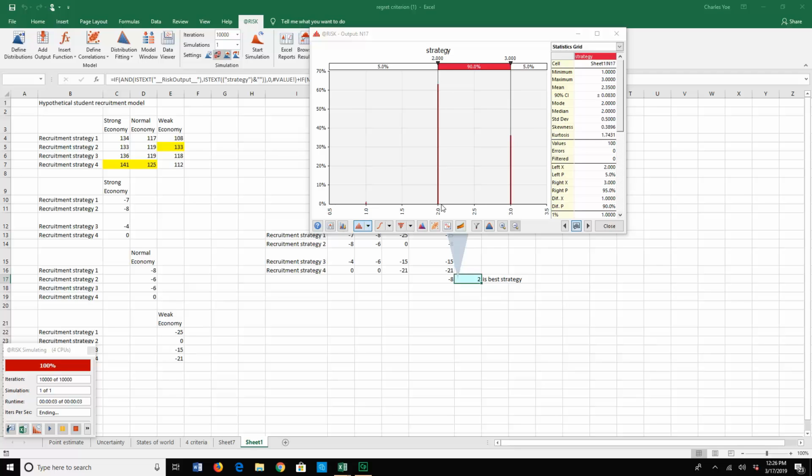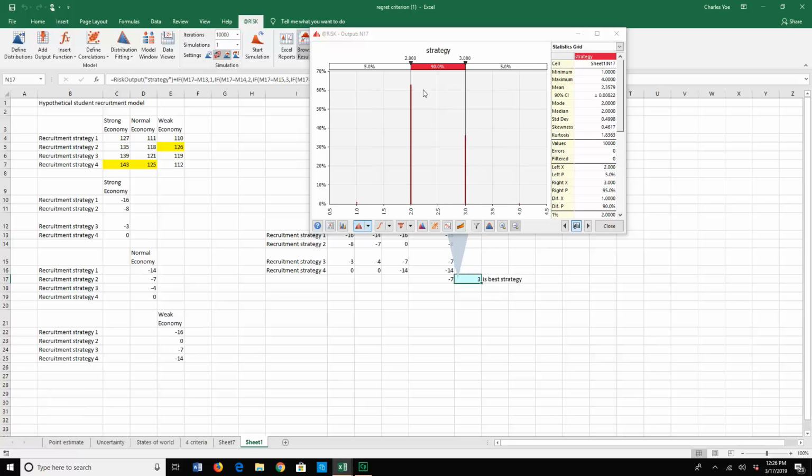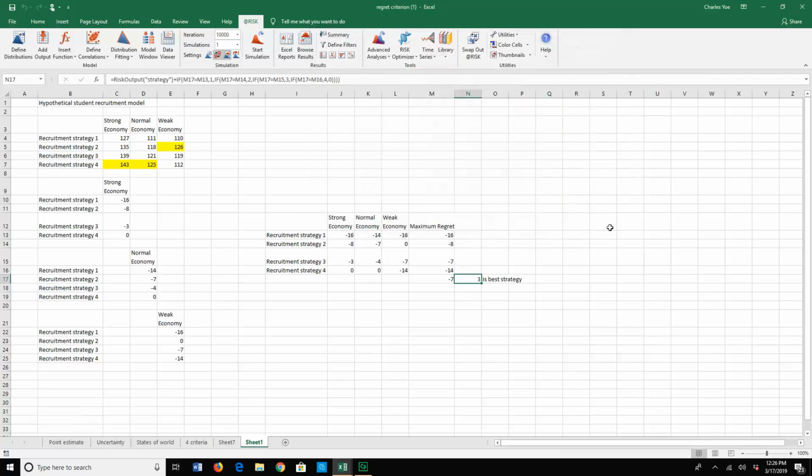And here we see strategy 2 is optimum, about, what is that, maybe 62% of the time. Strategy 3 is optimum maybe about 37% of the time. And maybe this is another percent or so of the time when strategy 1 is optimum. So what we have here is the ability to deal with uncertainty using the regret matrix.